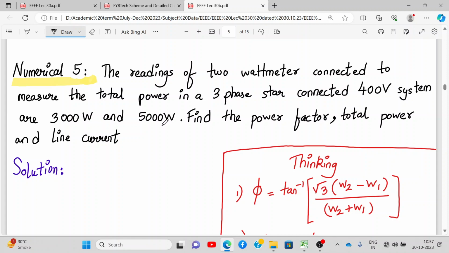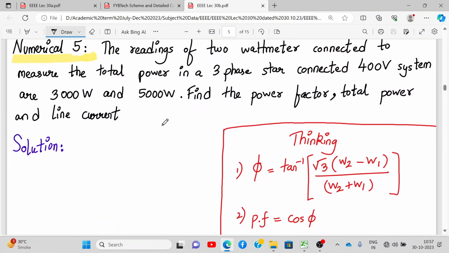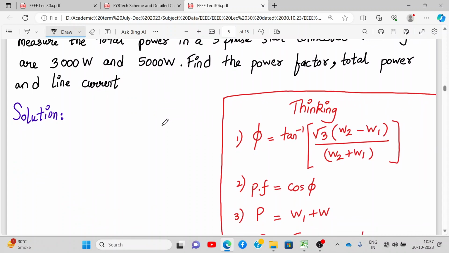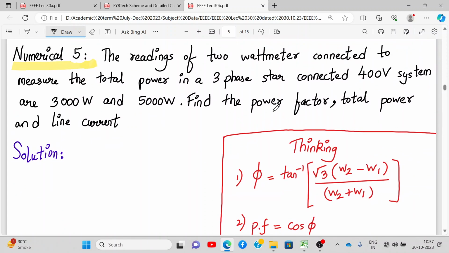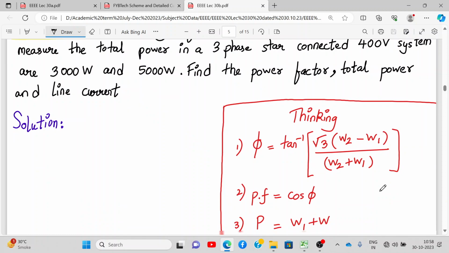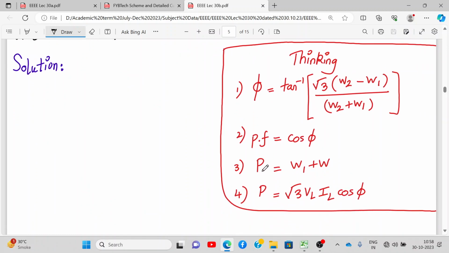So, what is total power? W1 plus W2. What is W1 over here? 5000. W2 is 3000. So total power will be W1 plus W2. Right? Power factor, how will you find? Find phi. Phi is tan inverse of root 3 times W1 minus W2 upon W1 plus W2. So power factor will be cos phi. Power will be W1 plus W2.